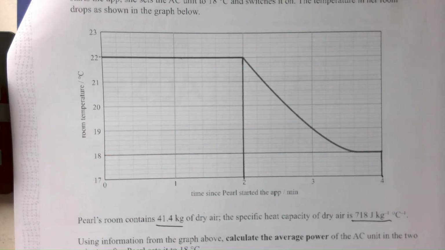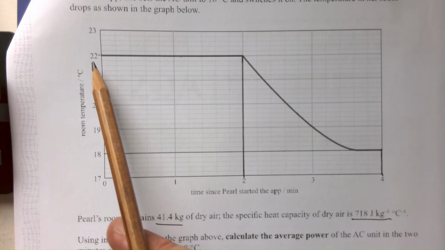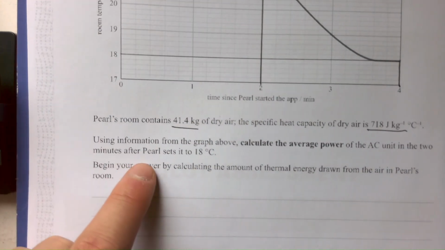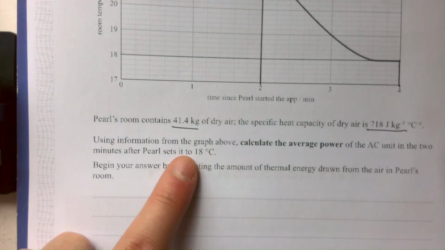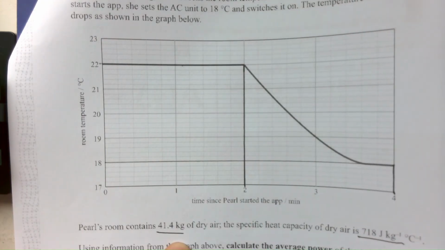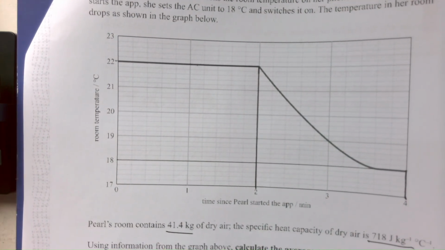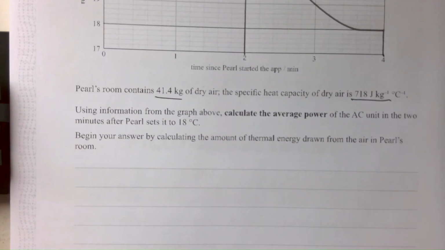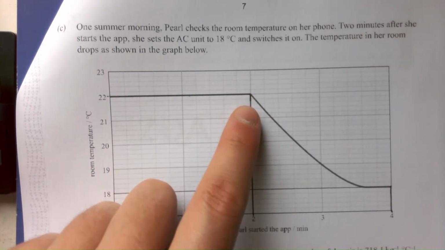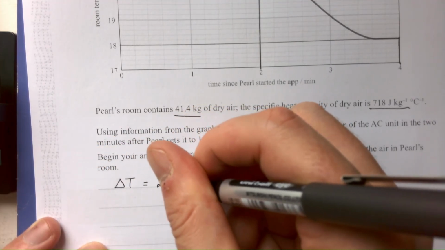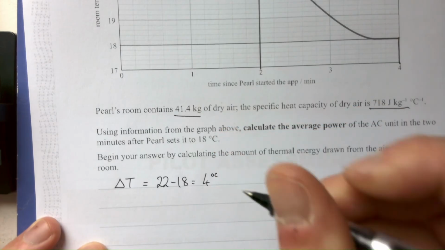Now, it was quite clear to begin with, but it started at 22 degrees and it ended at 18 degrees. For other graphs that might not be so clear, you should be drawing on it, especially if it says use information from the graph above. I don't care how obvious the lines make it, you draw something on there, because often part of the mark scheme is the working done. Have you drawn lines on the graph, etc.? It makes it really clear how you're getting your numbers. So it started at 22 degrees and it ended at 18, so our delta T is 22 minus 18 equals 4 degrees Celsius.